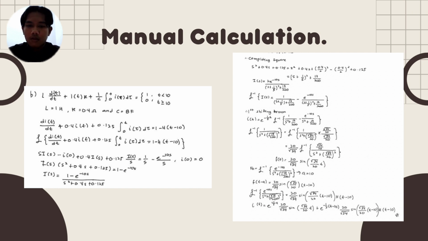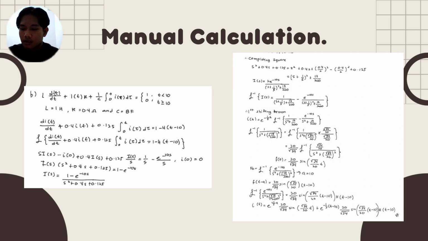I(0) equal to 0. So we got I(s) equal to (1 minus e to the power of negative 10s) over s, times 1 over (s square plus 0.4s plus 0.125). By using completing the square, s square plus 0.4s plus 0.125 equals s square plus 0.4s plus (0.4 over 2) square minus (0.4 over 2) square plus 0.125. So we got (s plus 1/5) square plus 17 over 200.